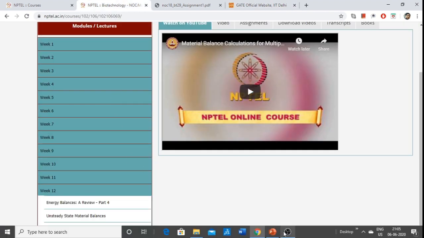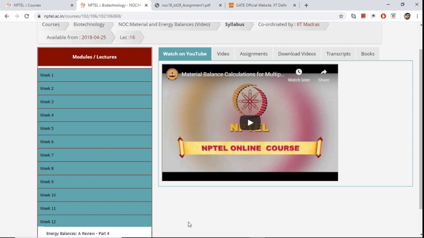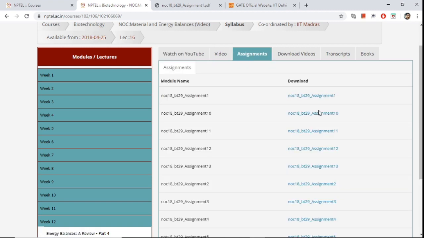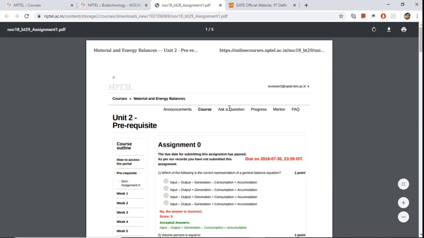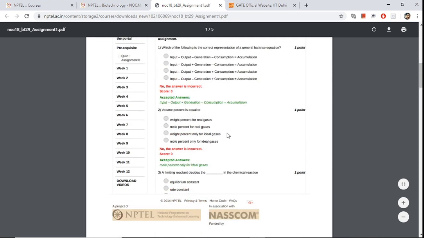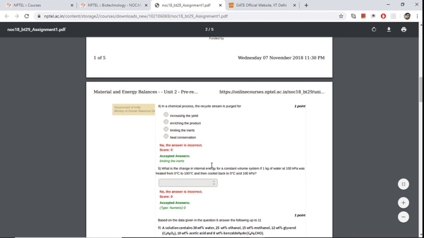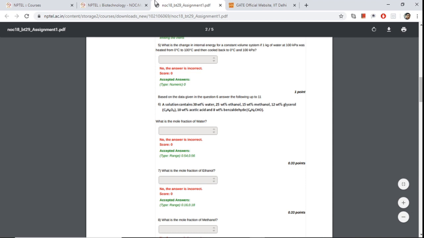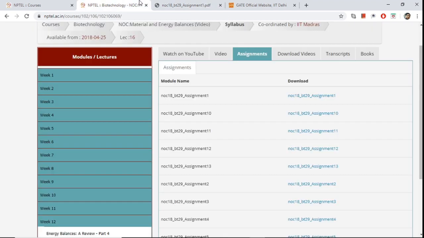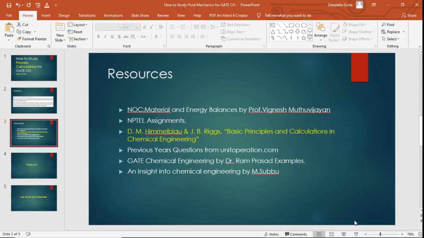Now the next thing, as I always suggest, after you watch the video of each week, try to solve the assignment. So open the assignment, and this is one of the assignments. There are some basic questions, and after that there are some advanced questions as well. So try to solve those problems. Some of the questions are pretty good. After you are done with the lecture and the assignment, let us get back to our presentation.